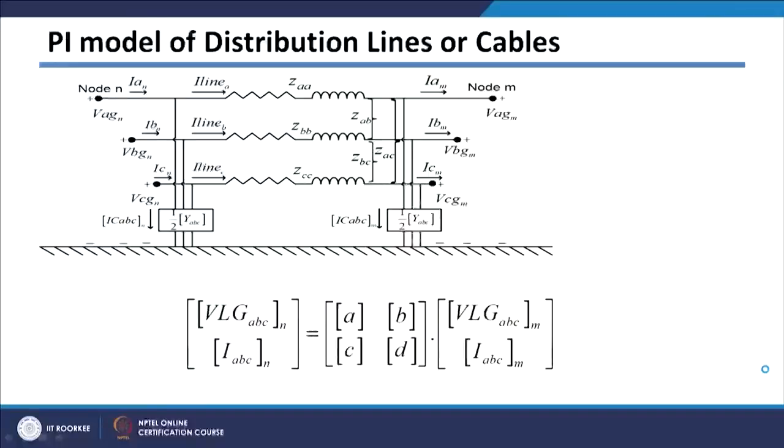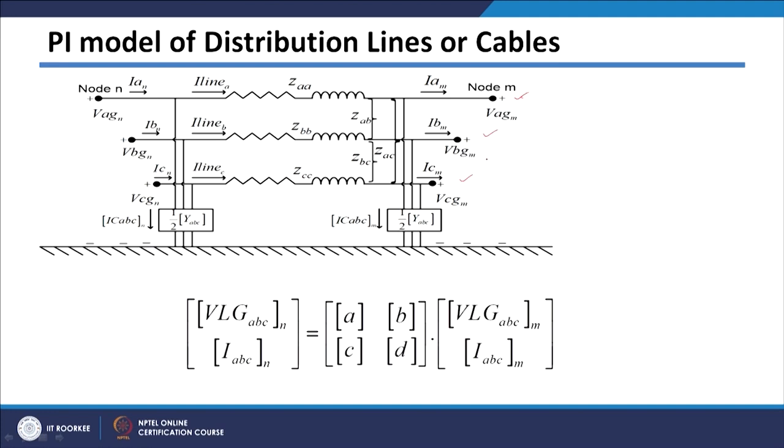But before going to the short line model, let's see how the pi model looks. We have already seen pi model in our BTech class. So, in that case we tried to derive ABCD parameters of pi model of your distribution line sections. Here I have shown the 3 phase conductor, because as I told you, since the lines are not transposed, as well as there is always unbalance in the distribution system, we need to model distribution system in 3 phase mode. So, you need to model each phase.